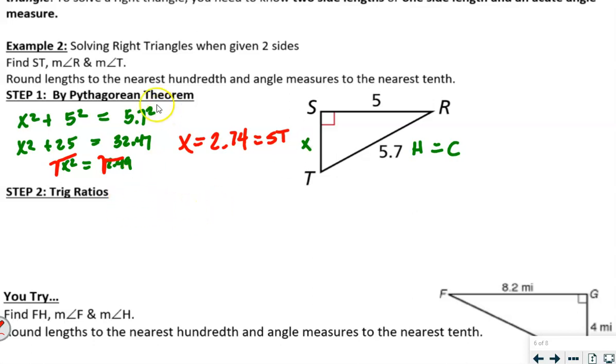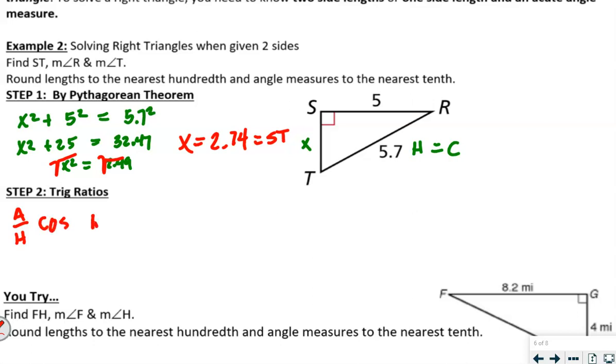Then it says to find the measure of angle R and the measure of angle T. To do this, we're going to use some ratios. So let's just start with angle R, okay? We could use any ratio we want because we now have all 3 sides, but I would always use what we're given. Notice that 5 is the adjacent side to angle R, right? So if we look at adjacent and hypotenuse, that's going to be the cosine, right? So we're going to use cosine here.